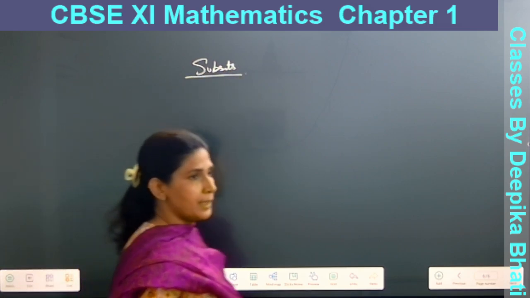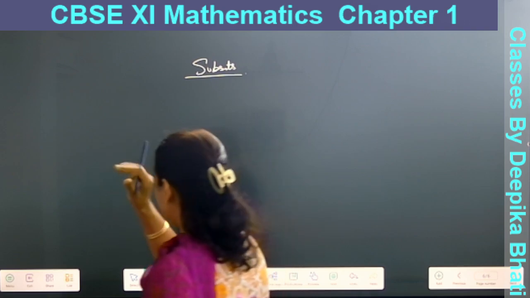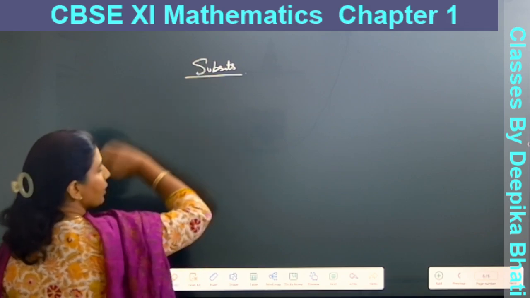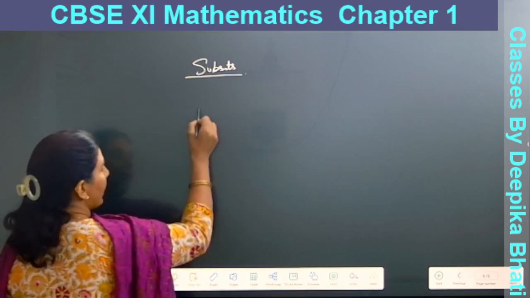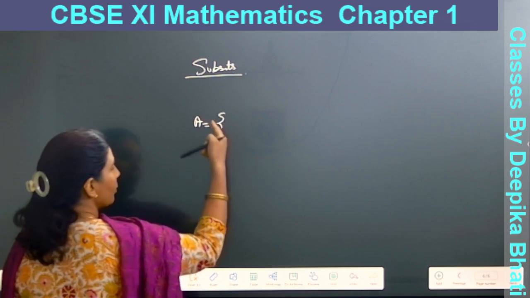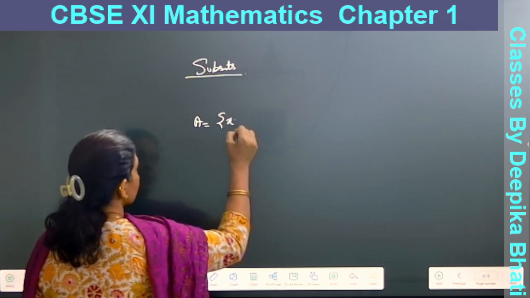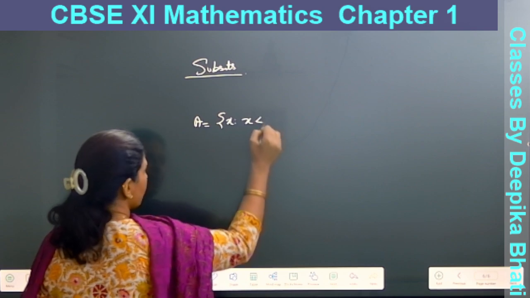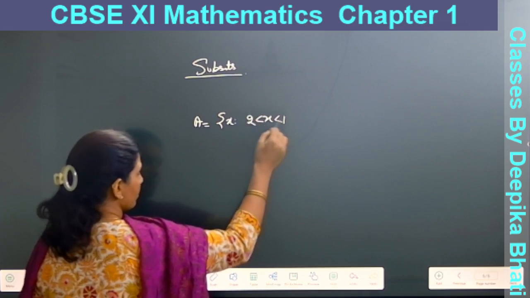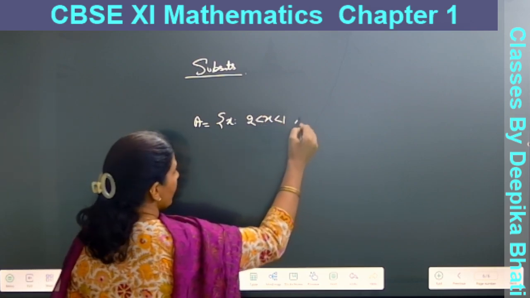Before moving to subsets, I want you to write the roster form for this set: A is equal to {x : x is less than 1, x is more than 2}. This is how we read this: x is more than 2, less than 1, x belongs to R.